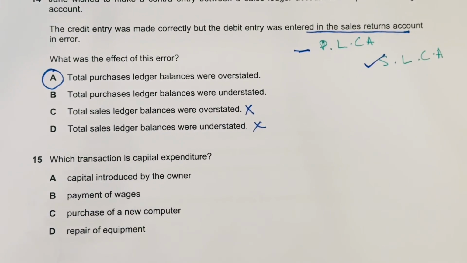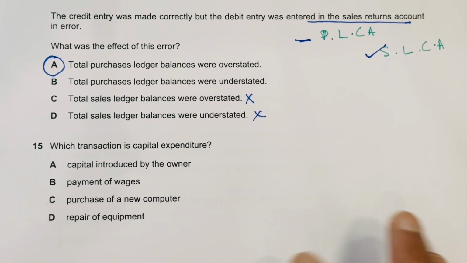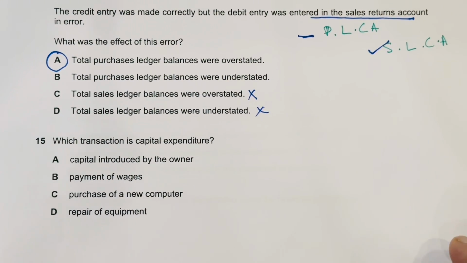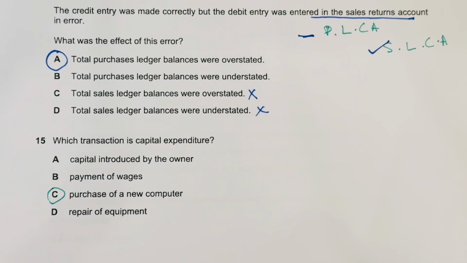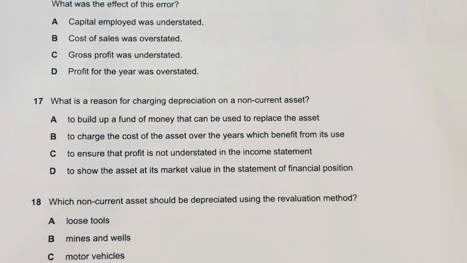Now, which transaction is a capital expenditure? Capital introduced by the owner, payment of wages, and purchase of a new computer. Yes, this is a capital expenditure, purchase of a new computer. Option B and D, repair of equipment, is revenue expenditure, and option number A is a capital receipt, not a capital expenditure. So only the purchase of a new computer is the capital expenditure. So now we will move to question number 16.